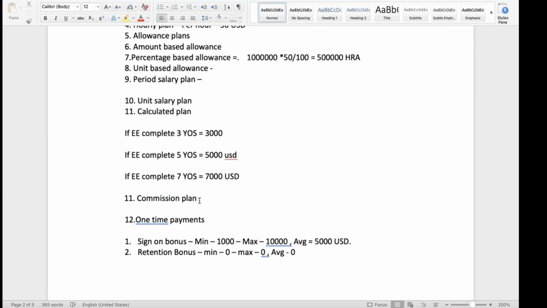Right. One-time payments. So joining bonus, sign-on bonus, relocation bonus. These all fall under one-time payment. Why? Because once in a while we are paying. Once in a while, it's not a regular pay.